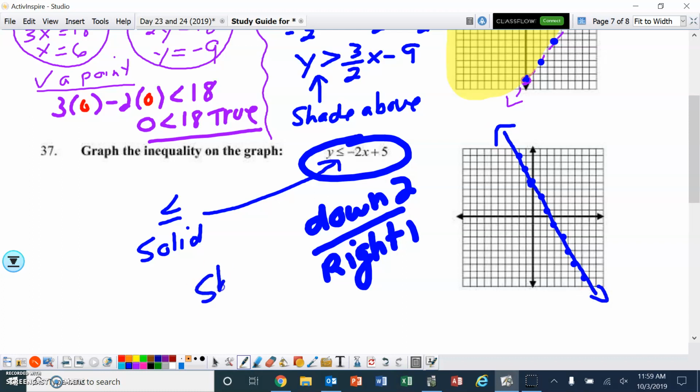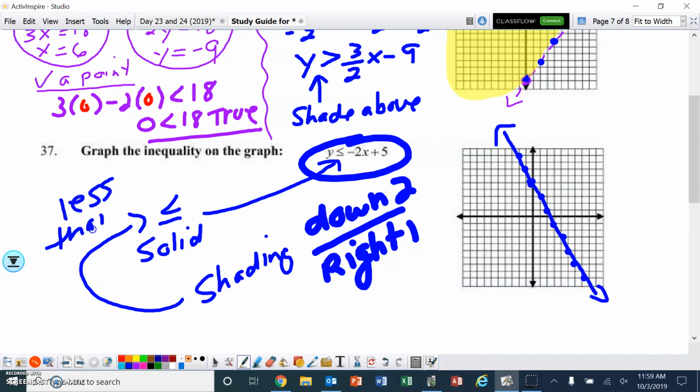And now the shading. Well, it's less than. You can check a point if you want, but since y is already by itself, and it's less than, that means I'm going to shade below the line, or under the line. So let me move back to my highlighter, and I'm going to shade below the line.